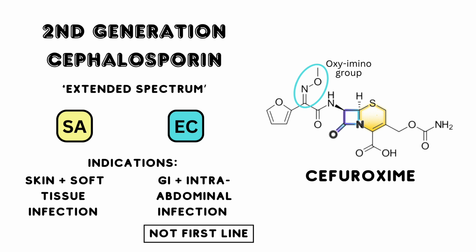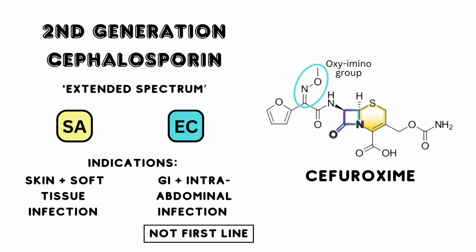So it is used 2nd line after amoxicillin clavulanic acid for E. coli infections, such as intra-abdominal infections. But as it doesn't have any anaerobic activity, it needs to be paired with metronidazole to provide additional anaerobic coverage.